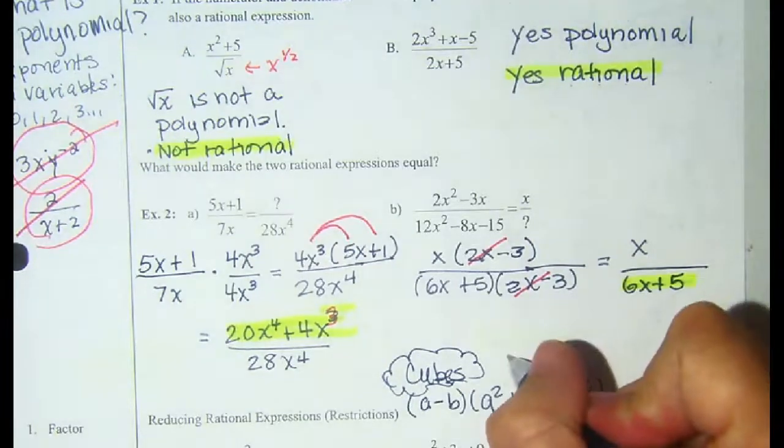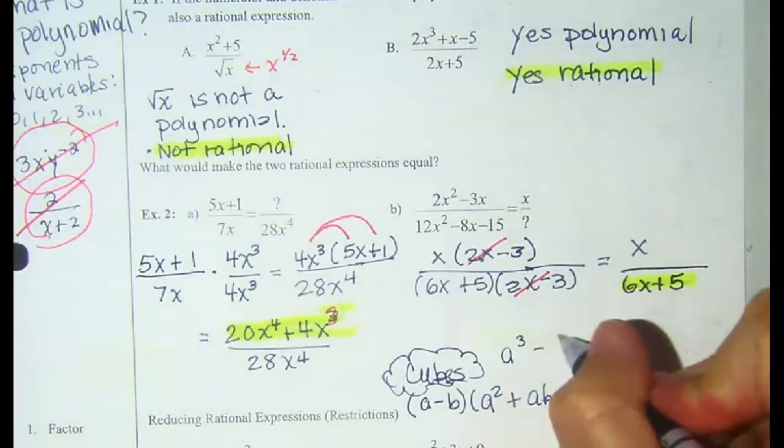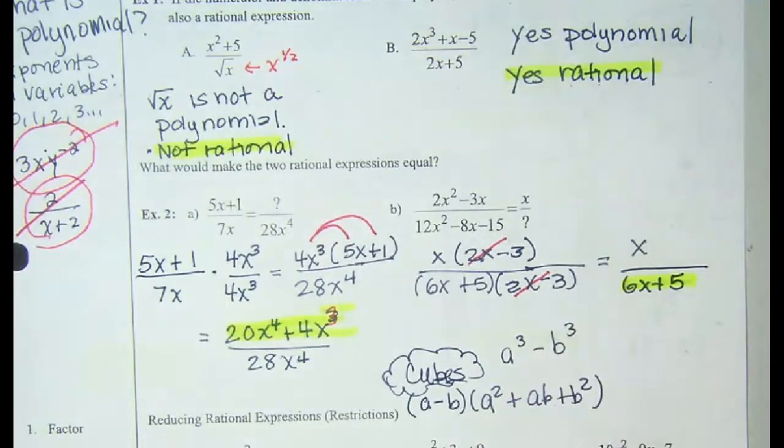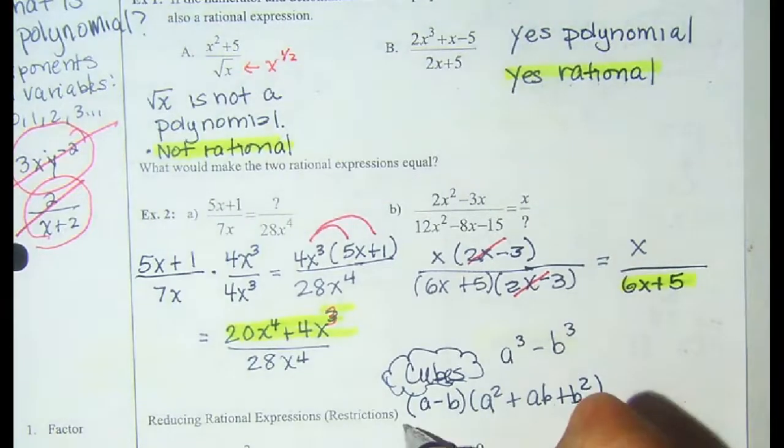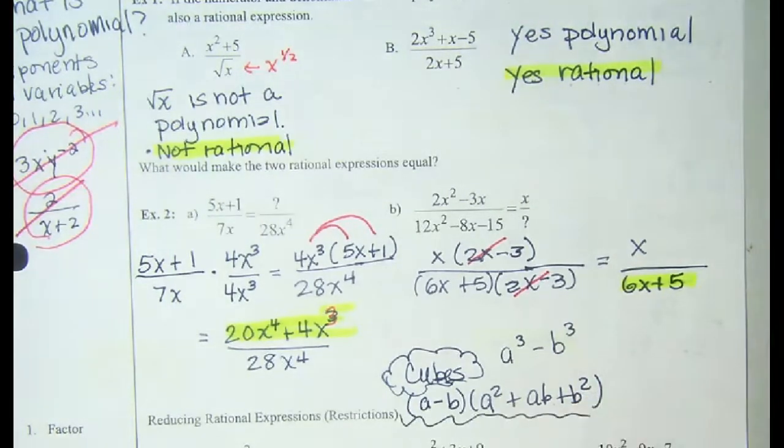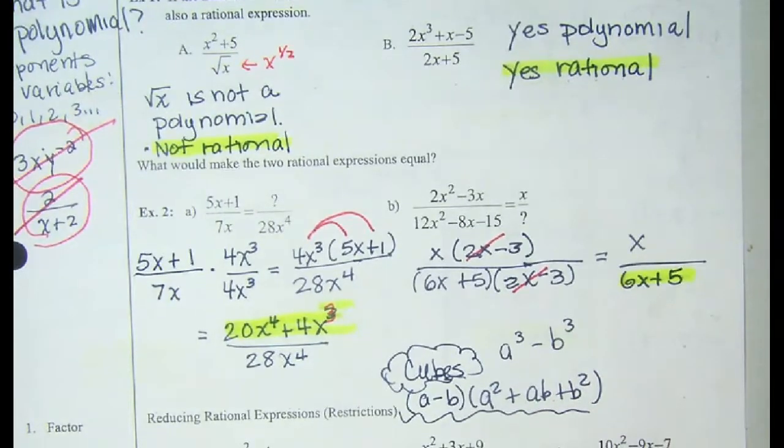So if you have a cubed subtract b cubed, this is called the difference of cubes. You are going to need to memorize how to factor the difference of cubes. So to factor it, it's a subtract b times a squared plus ab plus b squared.